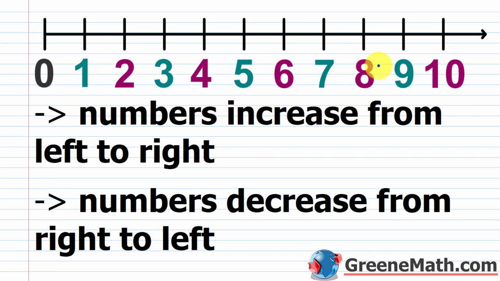So what you can say is that if a number is to the right of another number on the number line, it is a larger number. Additionally, we can say that numbers decrease from right to left. If I'm going this way, numbers are decreasing in value. Let's take 4 and 5. 4 is to the left of 5 on the number line, and 4 is a smaller number. So if a number is to the left of another number on the number line, it is a smaller number.